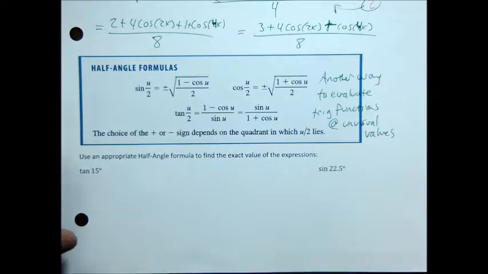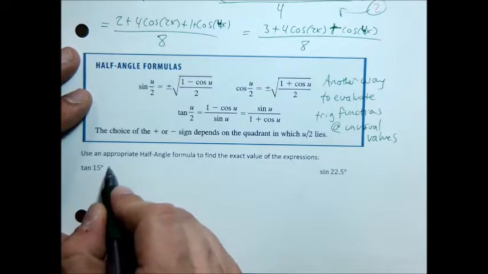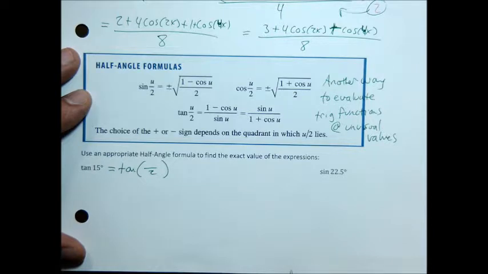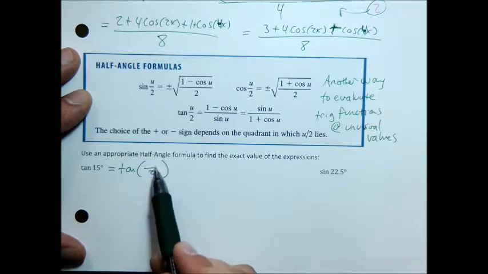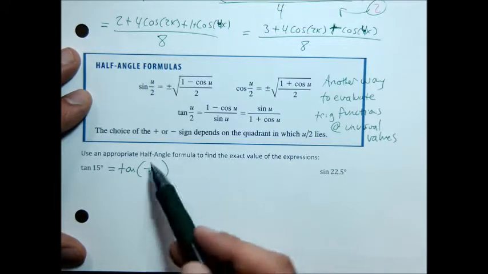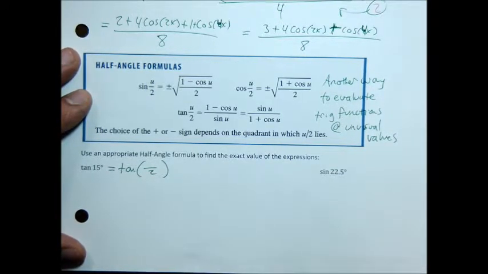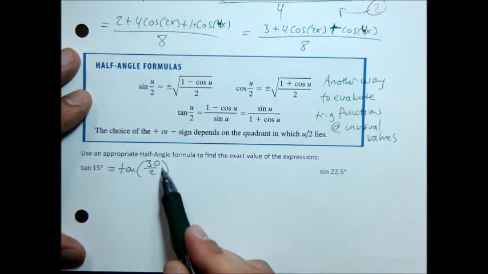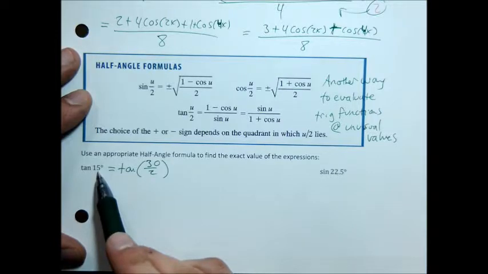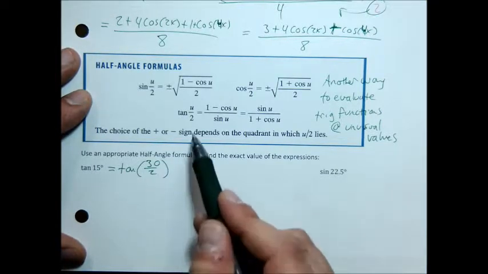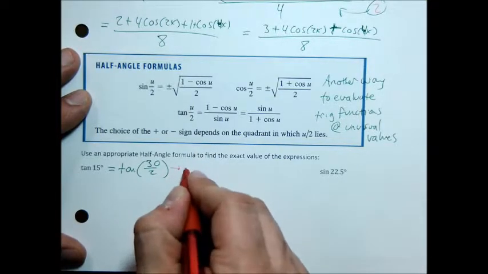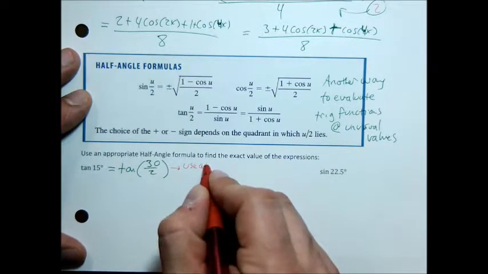So the idea is, instead of thinking about tangent of 15, we want to write this as tangent of something divided by 2, and whatever the something is should be something we know on the unit circle. So what do we divide by 2 to get 15? 30. And we know 30 on the unit circle. So instead of tangent of 15, we use tangent of 30 over 2, which now looks like this formula. And so we use the above formula with u equals 30.